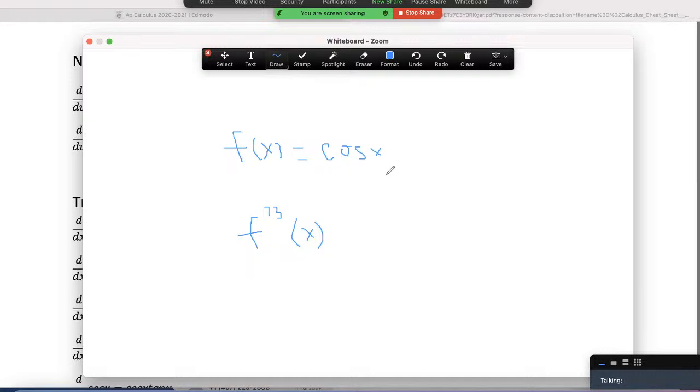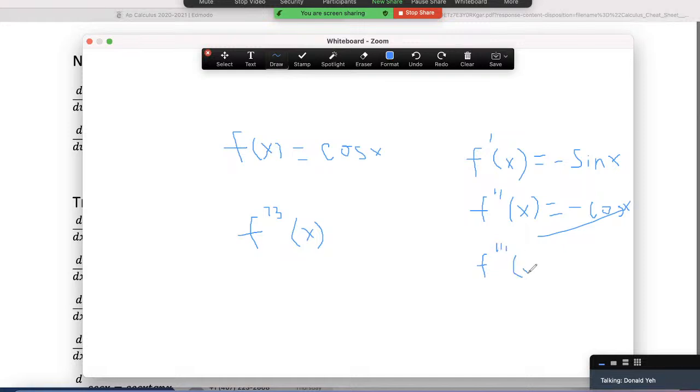You find a pattern, every 4. You divide by 4, and whatever the remainder is, you go by that step in the pattern. The remainder is 2, so you do the second step in the pattern. Good job. The first derivative is negative sine of x, the second derivative is negative cosine of x, then it's sine of x, and then back to cosine. Then you write 73 apostrophes, unless you want to write 73 apostrophes.